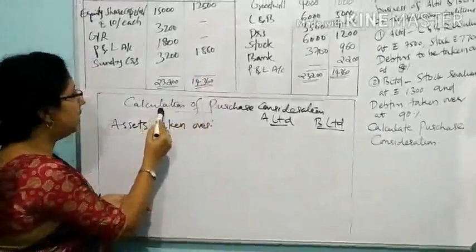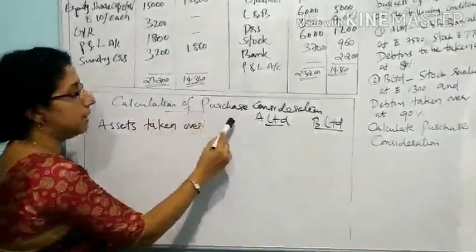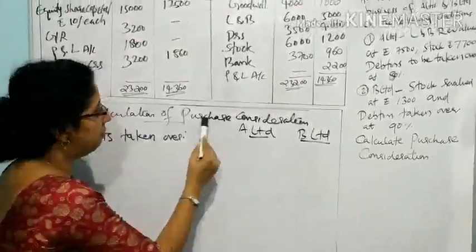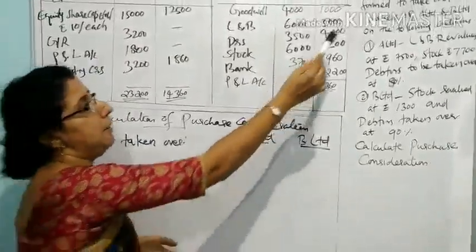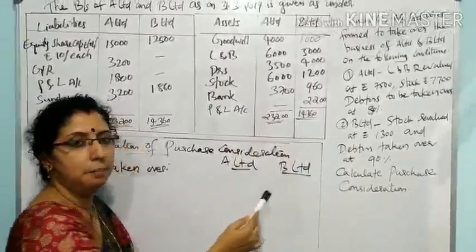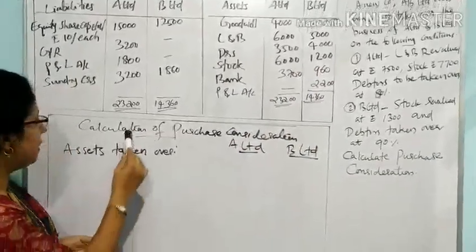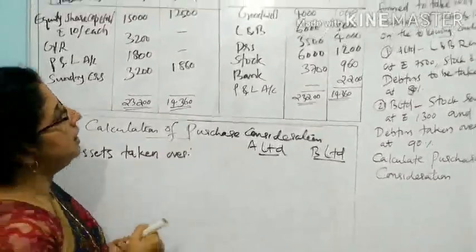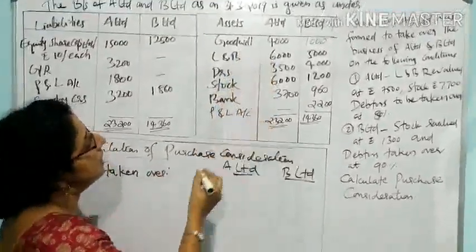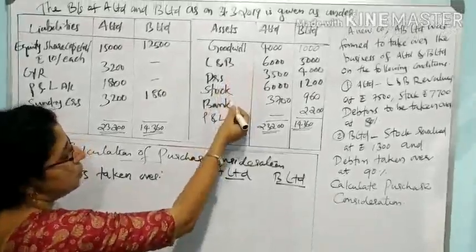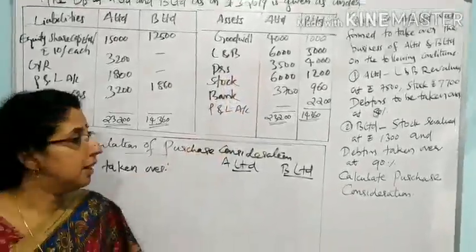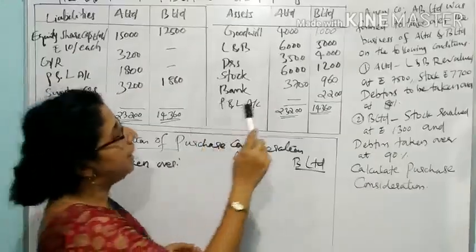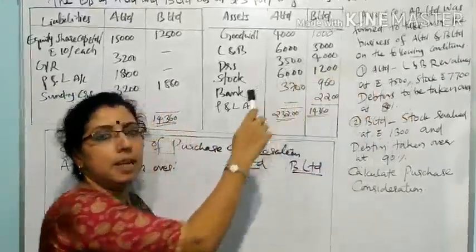So first of all, you should write the heading: calculation of purchase consideration. We are going to calculate the purchase consideration paid by AB Limited to A Limited and B Limited. First, assets taken over. There are various kinds of assets: goodwill, land and building, debtors, stock, bank, etc. The main point to note is that we should take the agreed values, not the book values.